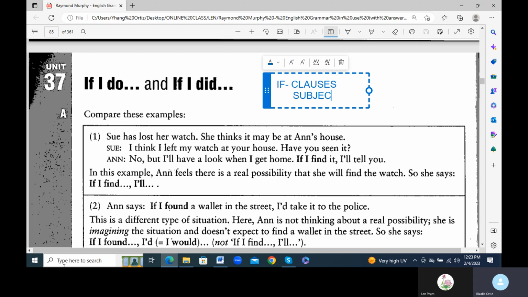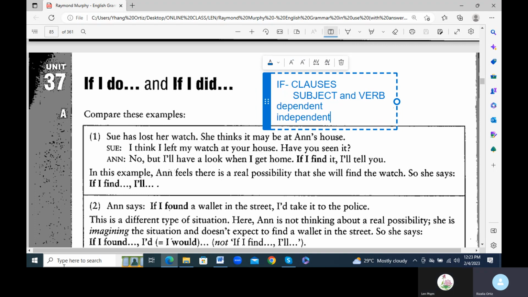So when you say a clause, it's like a sentence. It has a subject and a verb. So clauses are sentences. But there are two kinds of clauses. The first is dependent clauses, and the second is independent clauses.